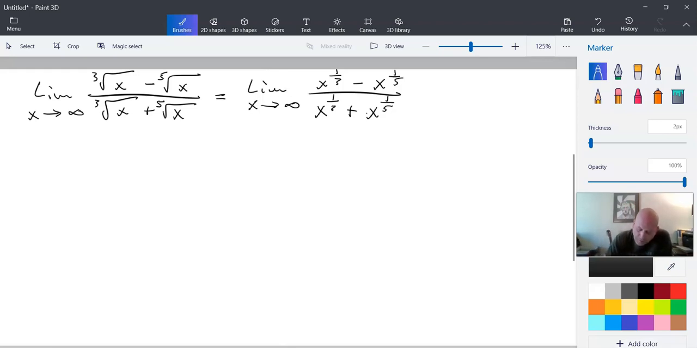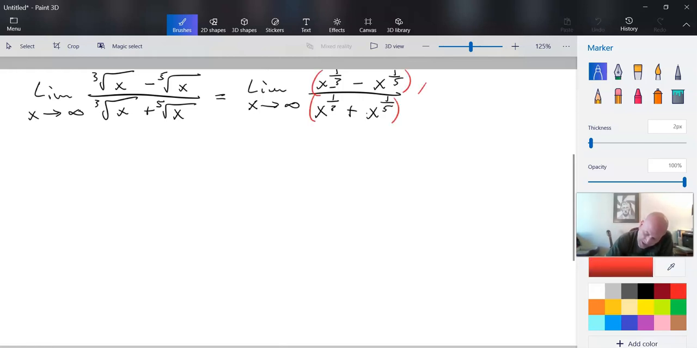The tough part is deciding which of these terms is the higher degree. But 1/3 is a bigger number than 1/5, so that's our higher degree. So what we're going to do is multiply top and bottom by, let me try that again, 1 over x to the 1/3.